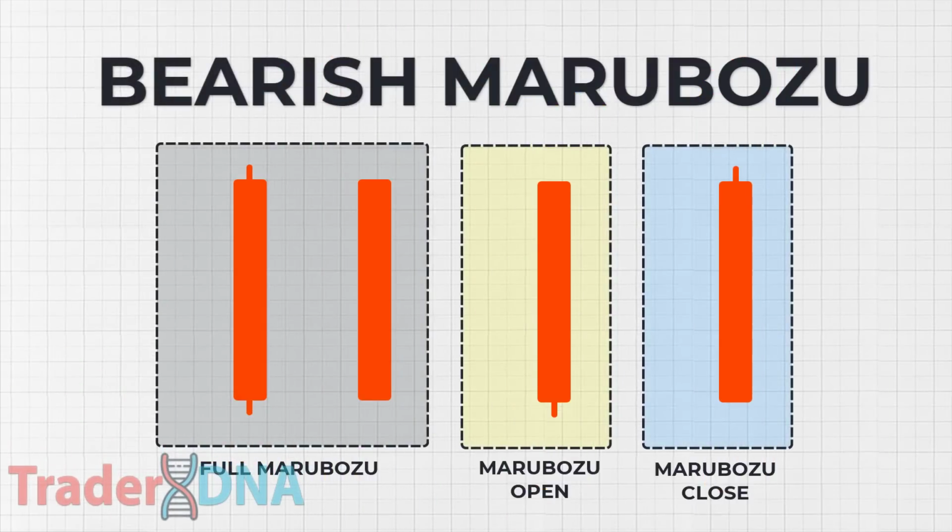Bearish Marubozu. Understanding the bearish Marubozu pattern. The bearish Marubozu candlestick pattern occurs in financial markets when a trading session opens at the highest point of the day and closes at the lowest point. This indicates strong selling pressure throughout the session.